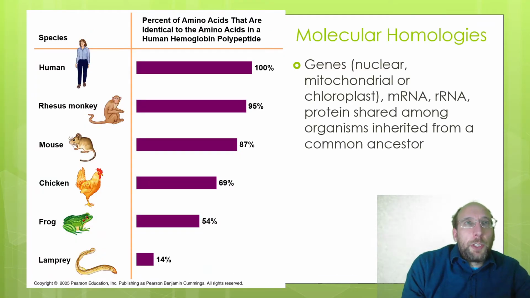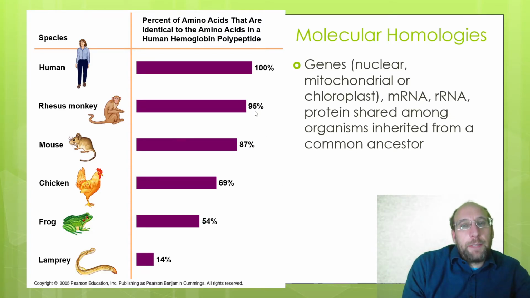The third type of homology, which is actually the main homology that we use now to show relationships between organisms, is molecular homology. That means looking at genes or proteins or other molecules that show similarities and differences between organisms. This table over here, or graph actually, shows the similarity of amino acids in one of the hemoglobin polypeptides.